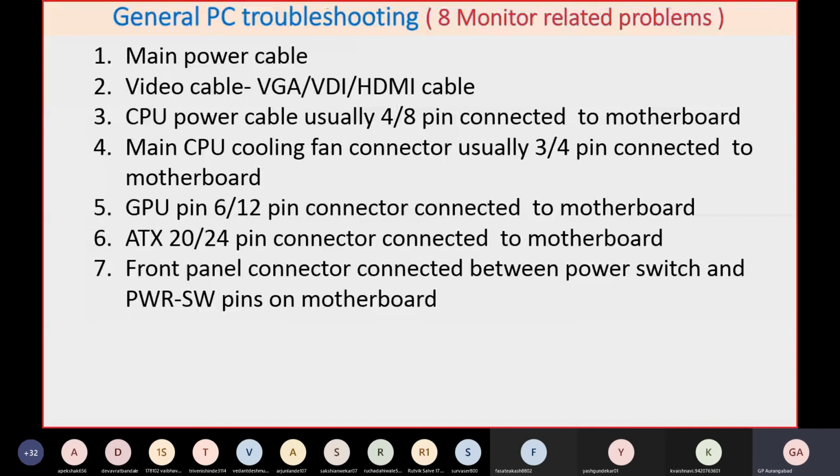Then there are certain monitor related problems. Most of the time, these are problems you might have faced in the laboratory whenever you are doing practicals for the first time. At that time, whenever you switch on the button, probably you do not get anything on the screen.